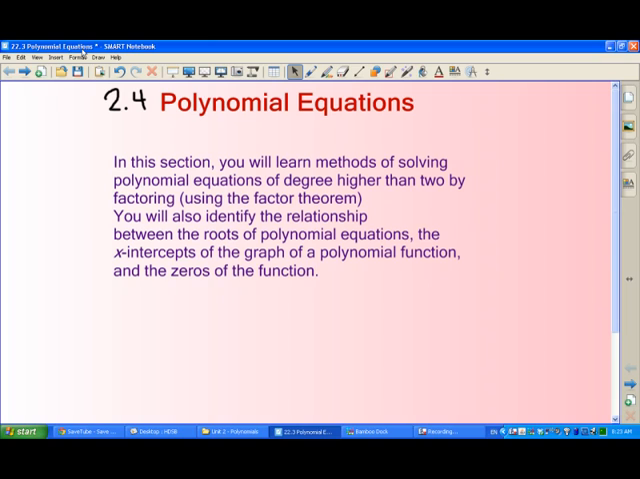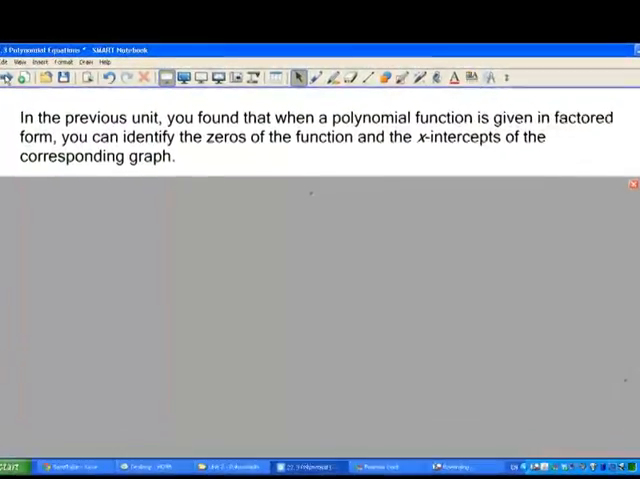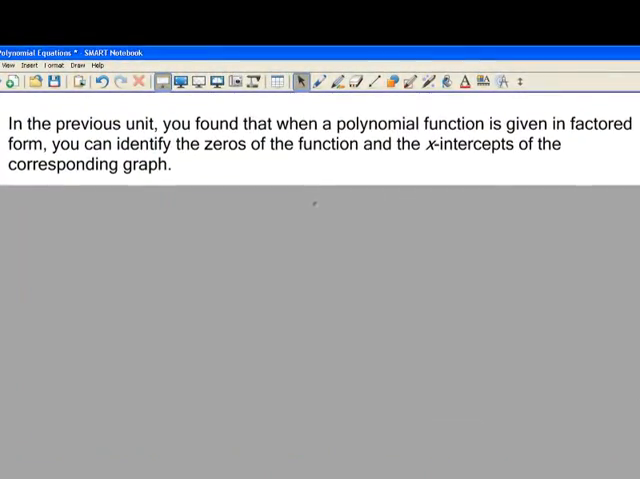about polynomial equations. We're going to be looking at some higher order, higher degree equations and looking at ways that we can solve them, how we can find their roots or x-intercepts. Last unit, when we were looking at polynomial functions, and we specifically looked at them in factored form, we realized that we can identify the zeros of the function, the x-intercepts of the function, just by looking at the factors, and that helped us to graph the higher order, higher degree polynomial functions.